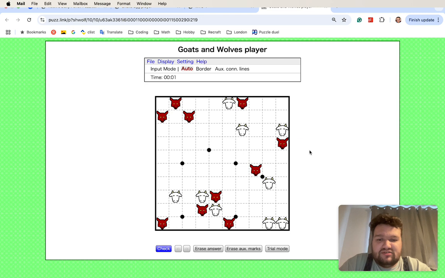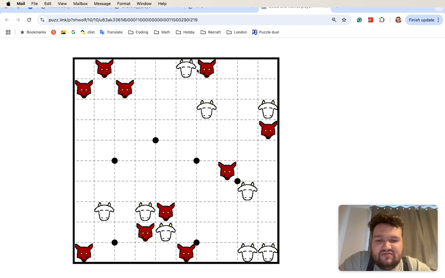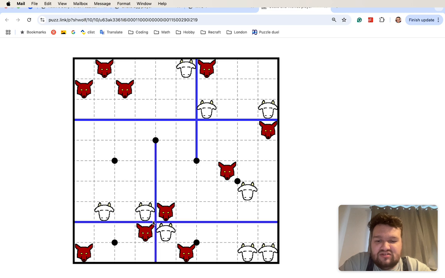Okay, so in this puzzle we usually find a wolf and sheep that need to be separated like this and draw a line between them. So wolf and sheep like this. Here we can draw 2 lines right away.